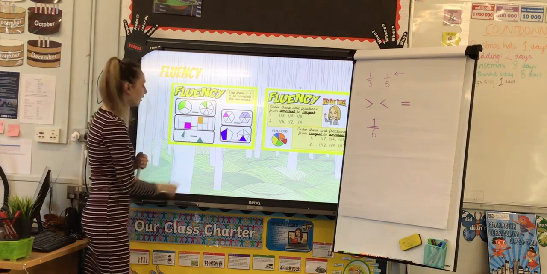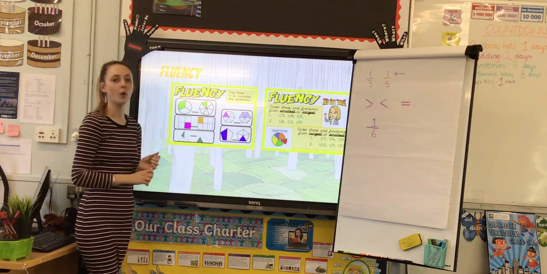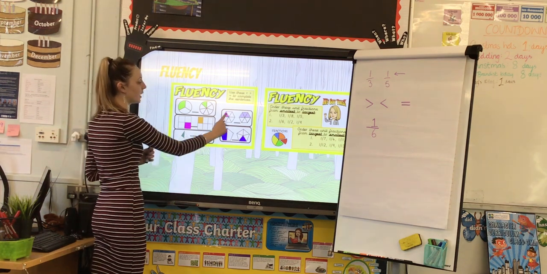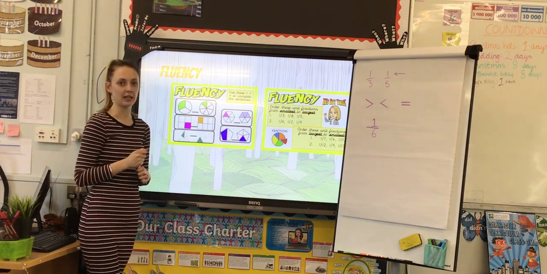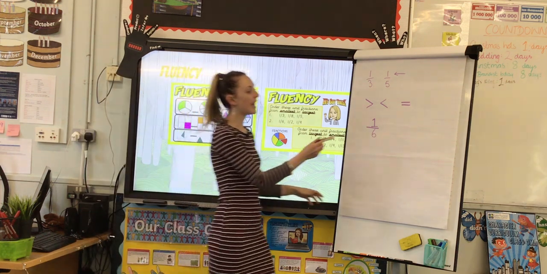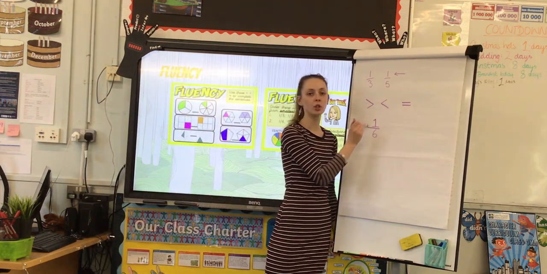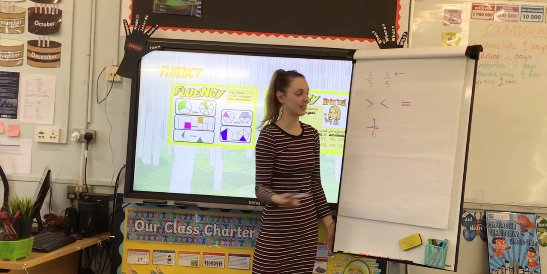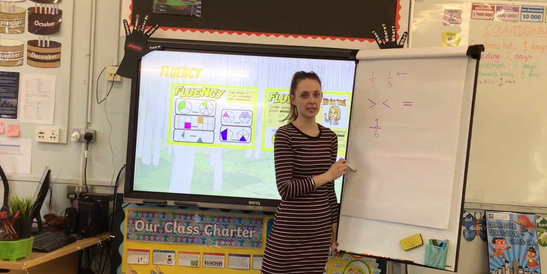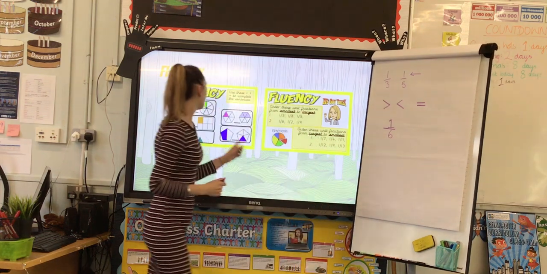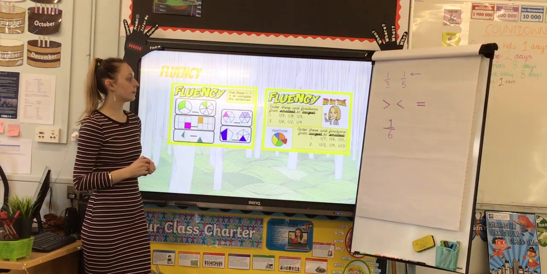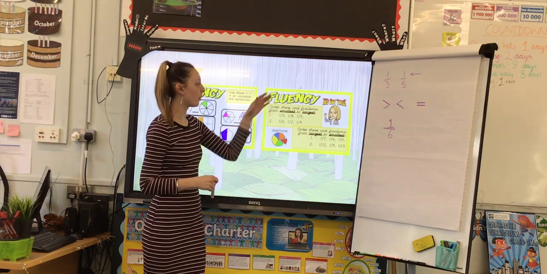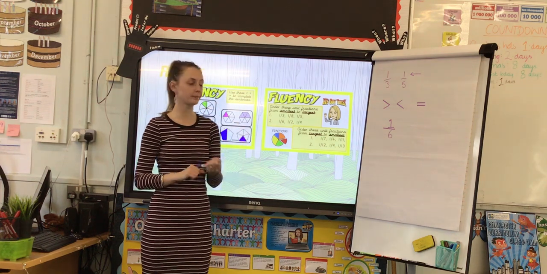So you've got 1, 2, 3, 4, 5, 6 sections to this triangle, and you've only got 1, 2, 3, 4 on the other triangle. So I want you to have a go at doing this one, and this one independently. Remember, the shaded part is your numerator, but then the shaded part and all the other parts in that shape are your denominator. So have a go at this one, and then come back to the video. So you can pause it and then come back to the video, and we'll go over our second fluency.